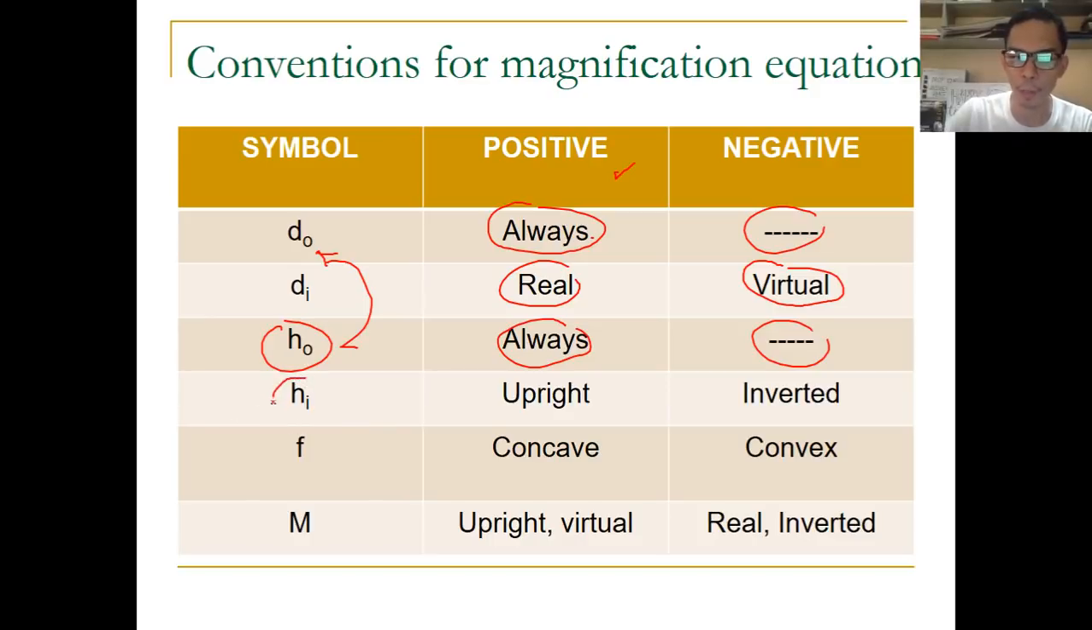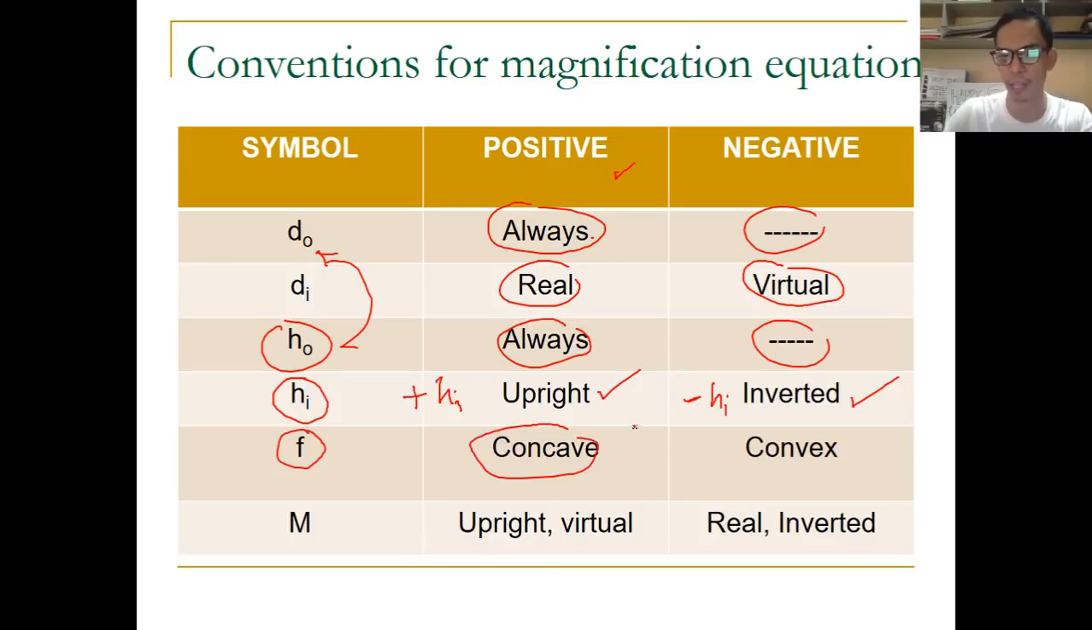But in terms of the computed value of the height of the image, if the height of the image is positive, then that is upright. If the height of the image is negative, then it is inverted. All right, so that's for the height of the image. Now, in terms of focal length, if the focal length is positive, then that is concave, and if the focal length is negative, that is convex.